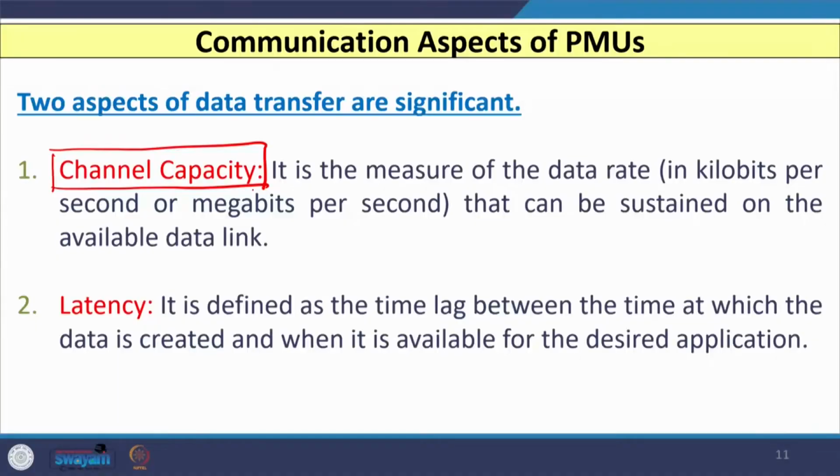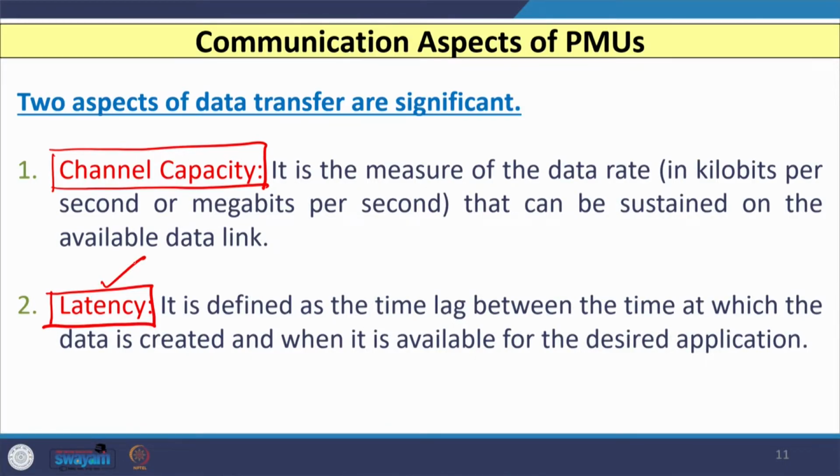The second aspect is known as the latency aspect, and latency is defined as the time lag between the time at which the data is created and when the data is available for a particular or desired application. That time difference is known as the latency.